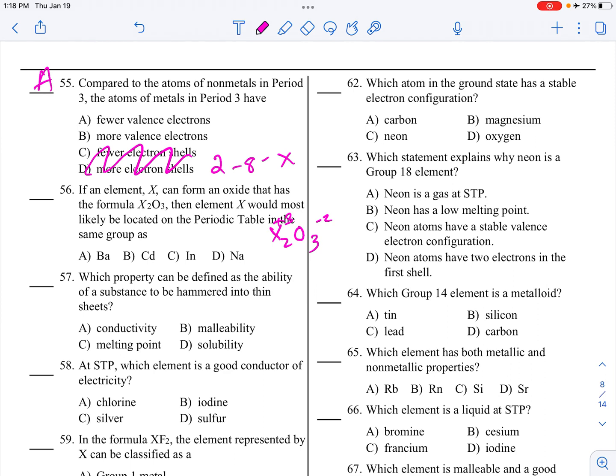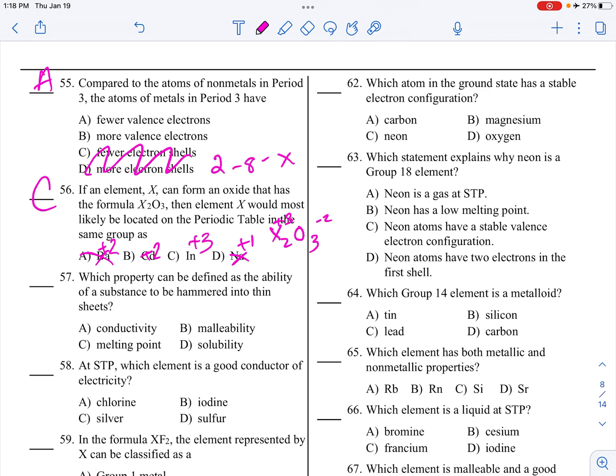Barium is in group 2 with a +2 charge, so that's not it. Cadmium, where are you? Looking for Cd. I can't find that right now. Let's skip it. Indium is in group 13. Group 13, yeah, that's it. I gotta find cadmium though. Sodium's group 1. Cadmium, where are you? Oh, it's number 48. It's a +2.